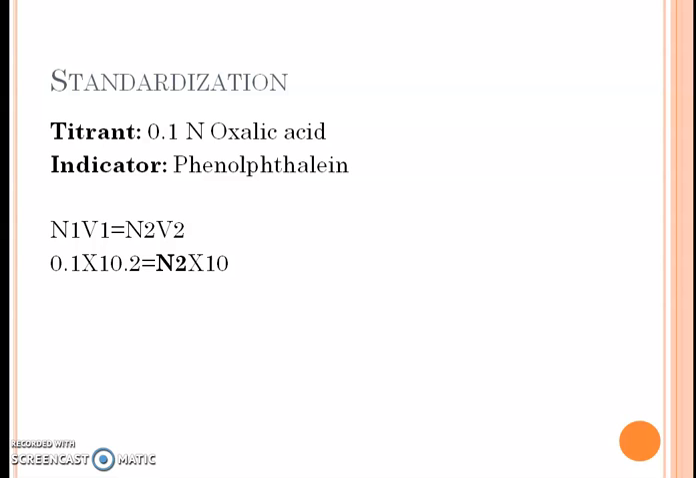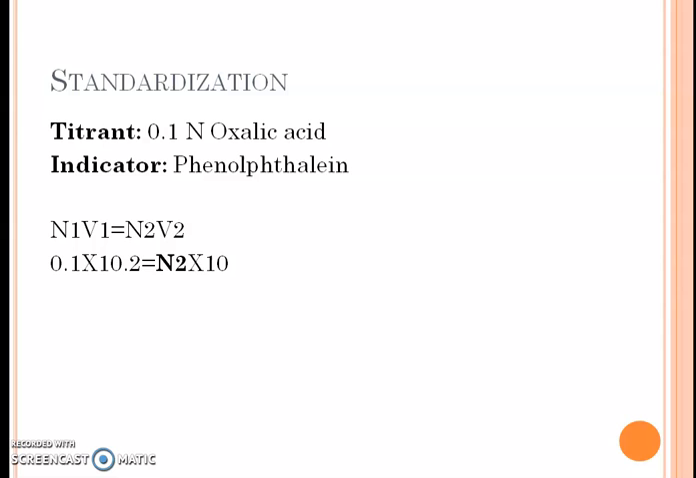Its standardization can be done against 0.1 normal oxalic acid, because oxalic acid is a primary standard, and the indicator which is used is phenolphthalein. So normality of NaOH can be determined with the help of the formula N1V1 = N2V2.